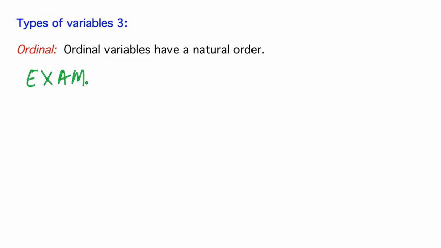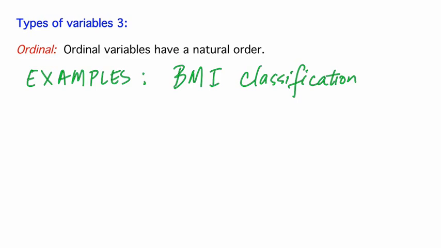An example of an ordinal variable we've seen is the BMI classifications, since underweight is less than normal, which is less than overweight, which is less than obese.